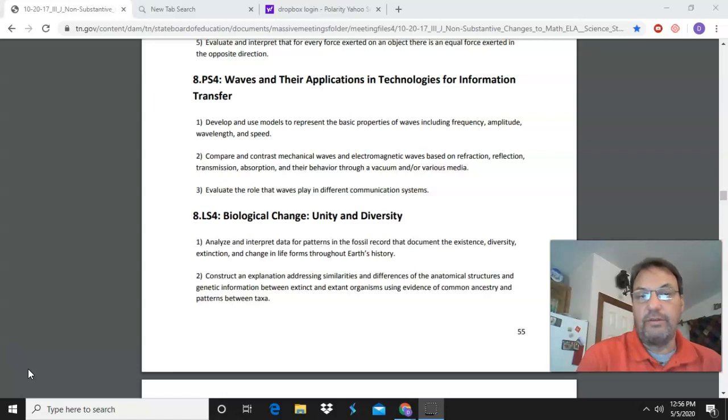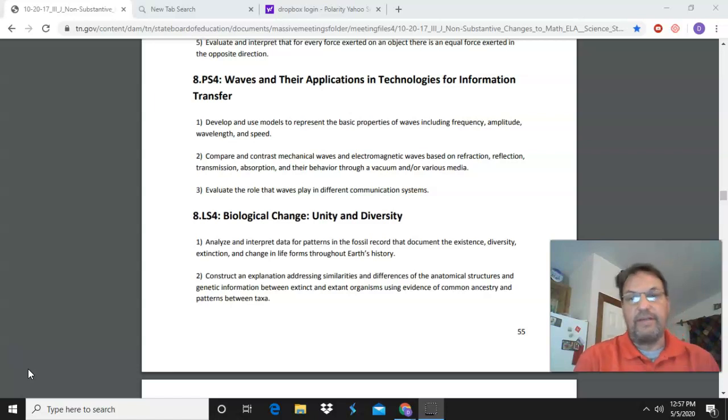We're also going to compare and contrast mechanical waves and electromagnetic waves based on refraction, reflection, transmission, absorption, and their behavior through a vacuum and or various media. And then finally, we're going to evaluate the role that waves play in different communication systems.